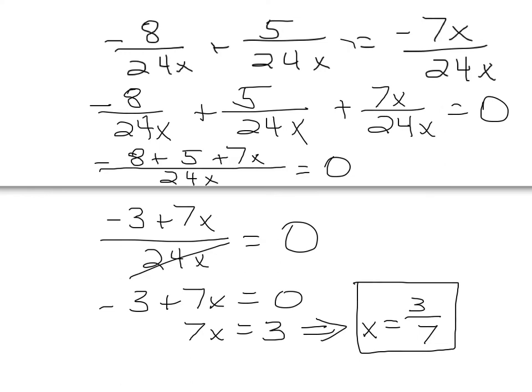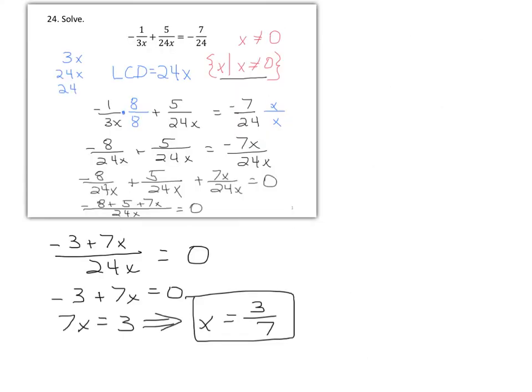You have to go back to the beginning, and when we do, we see that we are prohibited from having x equal to 0, but we found that x equals 3/7, so we don't have to worry about that. So our final solution set consists of 3/7.